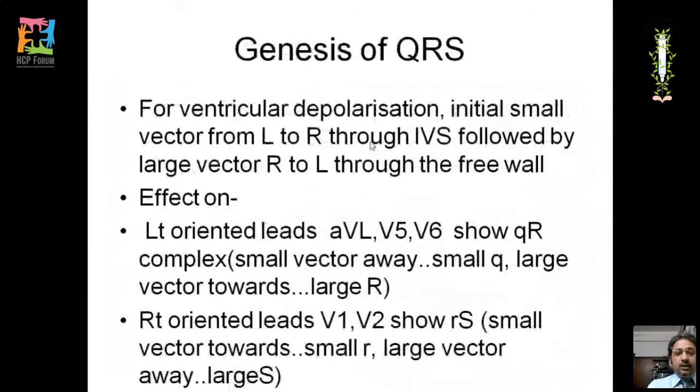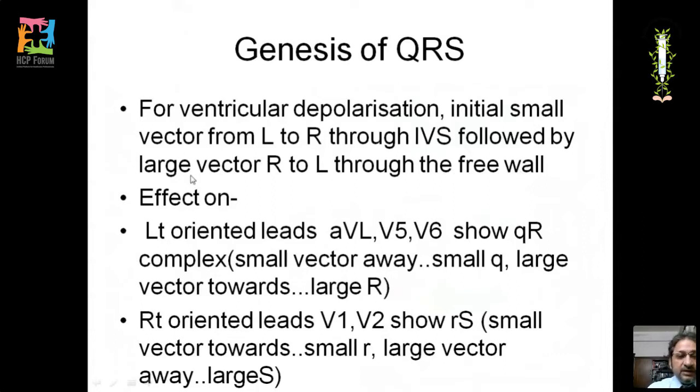Now, something to talk about the genesis of the QRS. For a ventricular depolarization to occur, the initial small vector is always from the left to the right through the interventricular septum. And this will be followed by a larger vector from the right to the left side through the free wall of the myocardium. So this is the normal physiology of what happens.